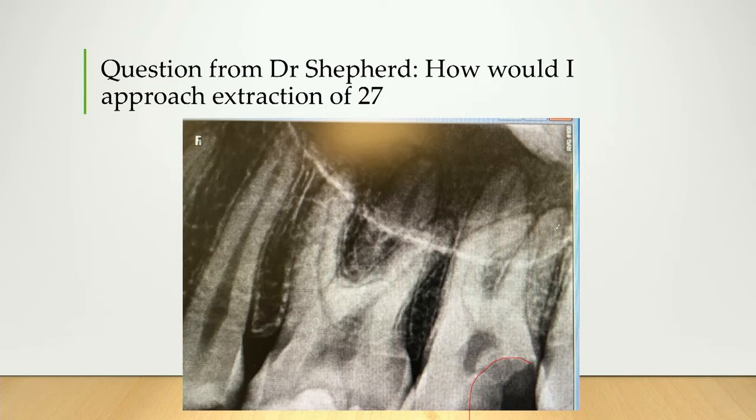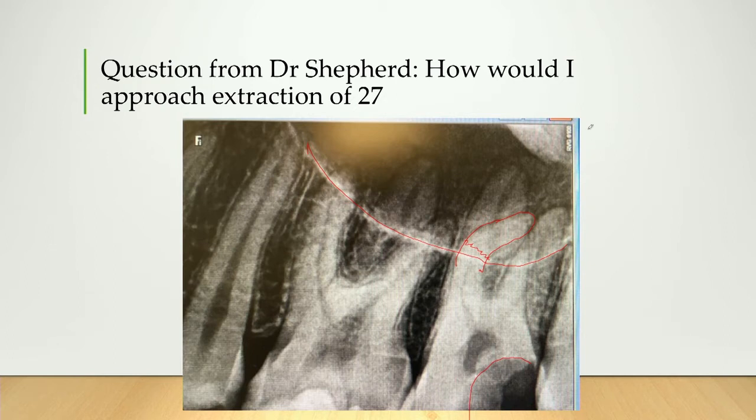In terms of approach, before I even start surgery, I would definitely warn the patient about the risk of an oral antral fistula. So as you can see, we've got the sinus here, so there's quite a high risk for oral antral fistula. I'd also warn the patient that there is a risk of a fractured root. Where would the root most likely fracture? Pretty much there.